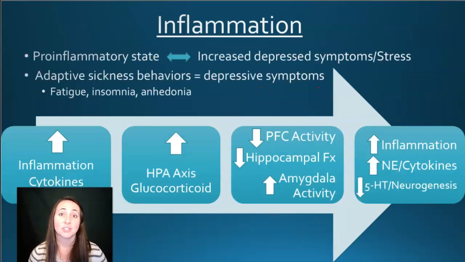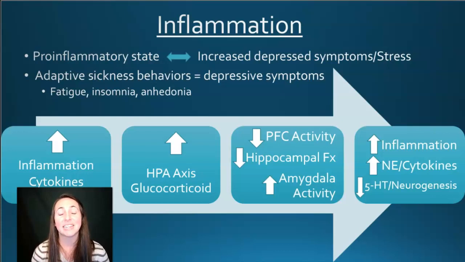And now this brings us to the role that inflammation plays. Inflammation first came to the attention of researchers when they realized that there was a significant proportion of individuals who had autoimmune disorders who also had depression. That's a very highly comorbid combination, autoimmune disorders and depression. And so they wanted to look into that.